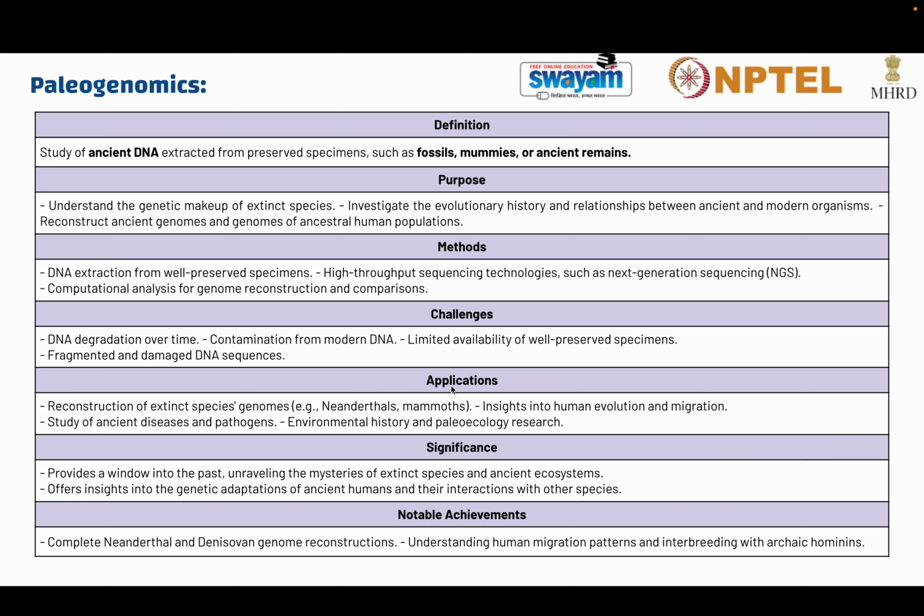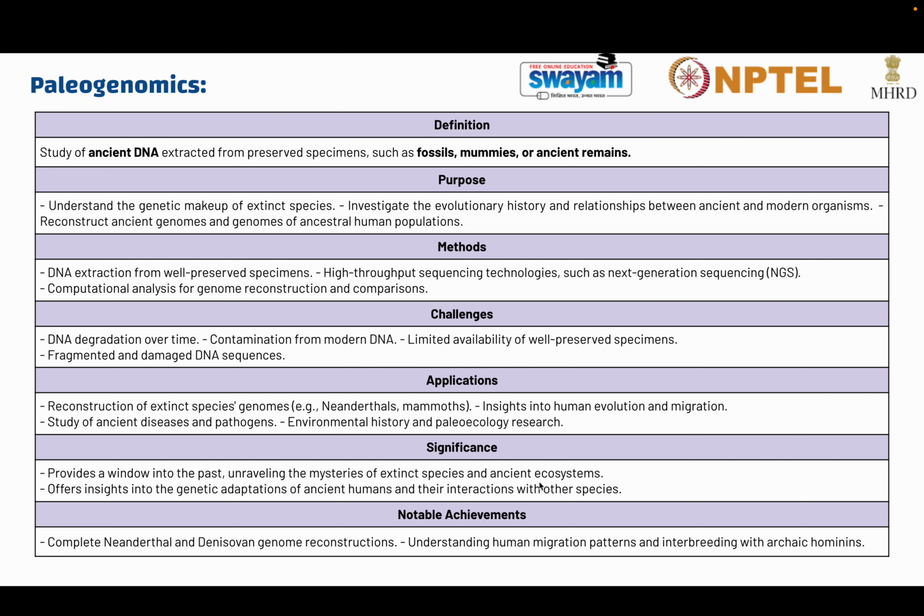Now, what are the applications of paleogenomics? You can reconstruct extinct species genomes and then perform comparative genomics. You can gain insights into the differences, how humans have evolved, and what migration patterns were present. You can also study ancient diseases and pathogens. You can also get environmental history and paleoecology research. And the significance is that it provides a window into the past. It will unravel the mysteries of extinct species.